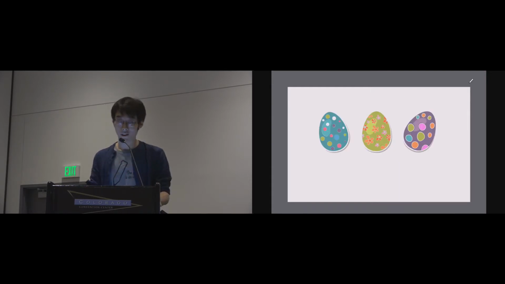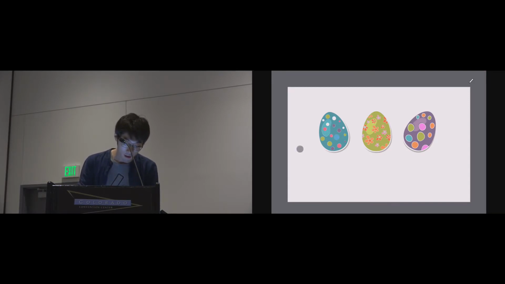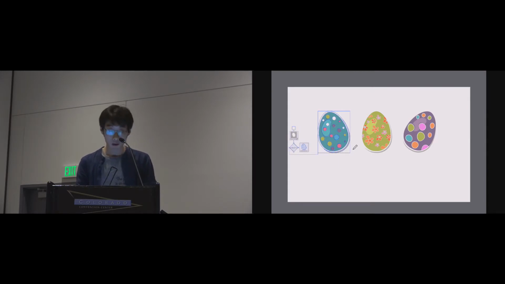So here I got this Easter egg again. I can hold my finger on the screen and draw a path, and I can group them. So I just need to flip this collection card. Then I make a group. Now this egg is grouped.